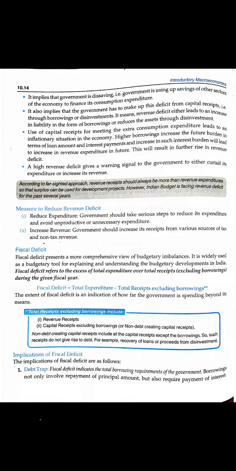So reduce expenditure. Government should take serious steps to reduce its expenditure and avoid unproductive or unnecessary expenditure. Like in the reconstruction of Sardar Vallabhbhai Patel statue, 3,000 crore, and like that unwanted expenditure, whatever we are doing, we need to immediately stop those expenditures. We need to cut short those expenditures. And the second thing we need to do is generate some sources so we can get income. That is the second point.